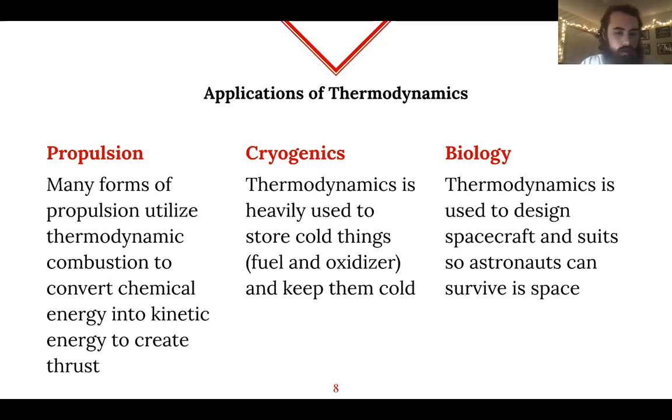So from a rocket nozzle, for example, you have a fuel and oxidizer. They get pumped into your combustion chamber. They combust. They create gas. And then they go through a nozzle to expand, creating kinetic energy, which creates thrust.